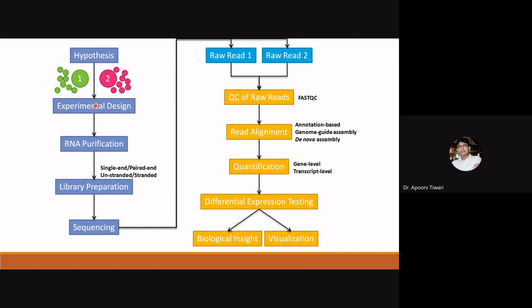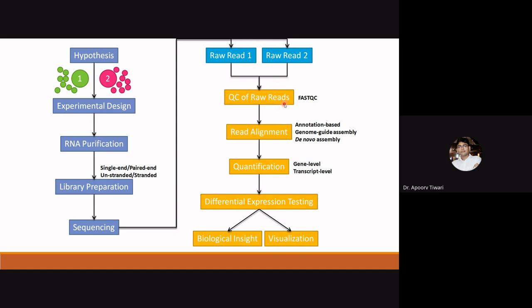Then you go for experiment design, RNA extraction and purification, and library preparation. After library preparation, you can go for the sequencing. After sequencing, you will generate raw read 1 and read 2, that is the raw data. These read 1 and 2 will be used for quality analysis, that is FastQC, a tool used for quality analysis of this raw data.